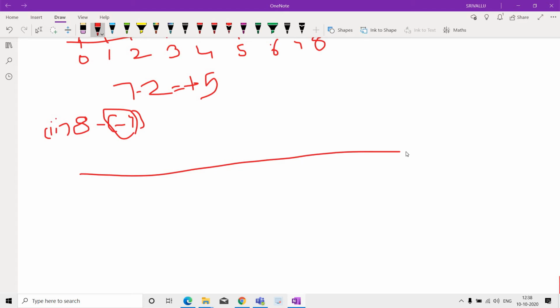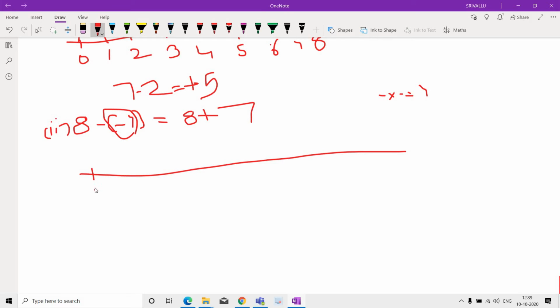I am taking a line. Before solving this, 8 minus minus 7 is given. Minus into minus, we will get positive 7, we are not getting negative 7. I am multiplying these two signs. Minus into minus gives plus 7.